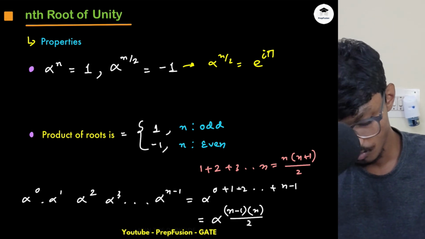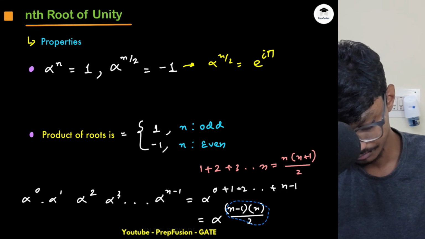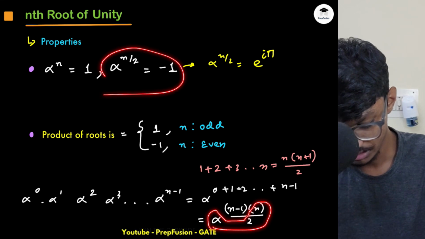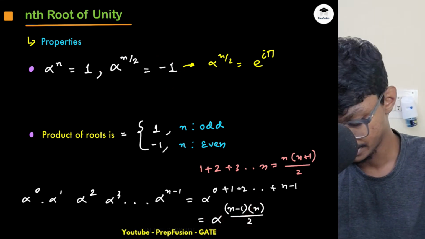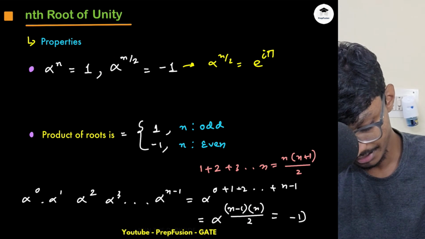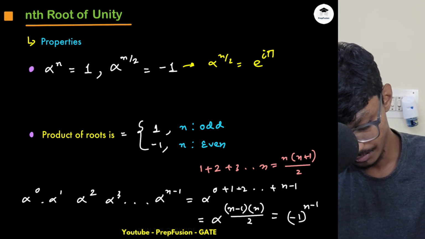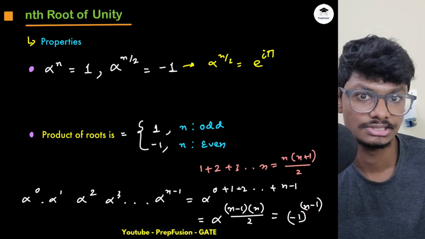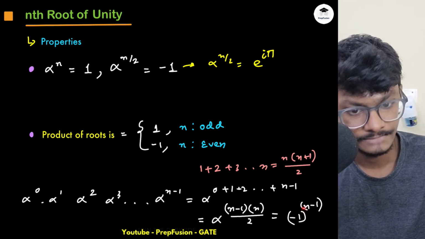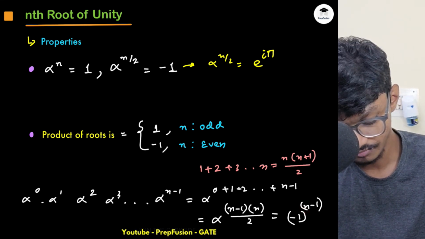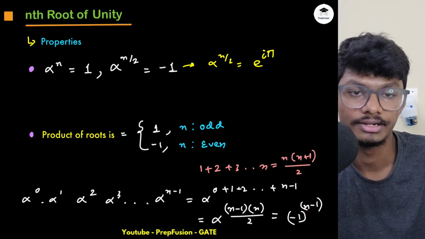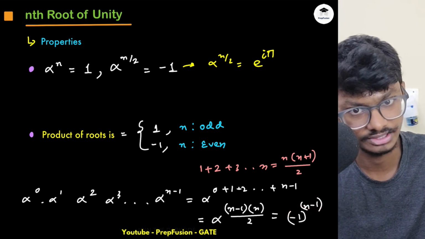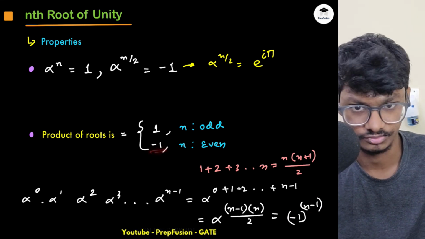Now, the interesting fact over here is that alpha raised to power n by 2 is minus 1. So I can write this as minus 1 raised to power n minus 1. If my n is even, this whole exponent will be odd, so this will give me minus 1 itself. So n equals 2, n equals 4, the whole thing will be odd. It will be minus 1 raised to power 3 or minus 1 raised to power 1. I will always get minus 1.